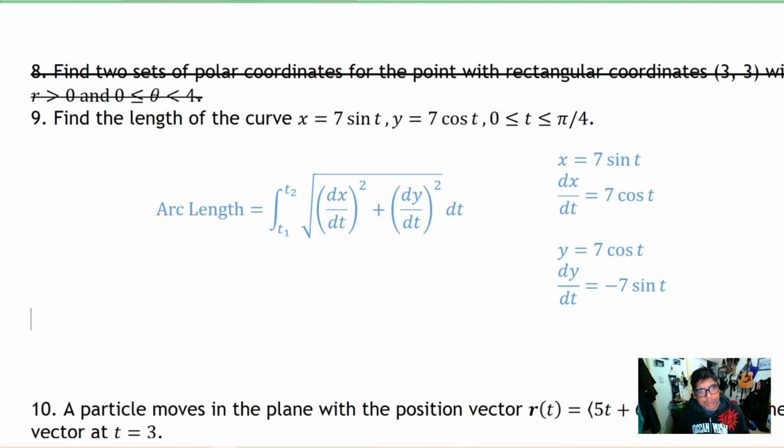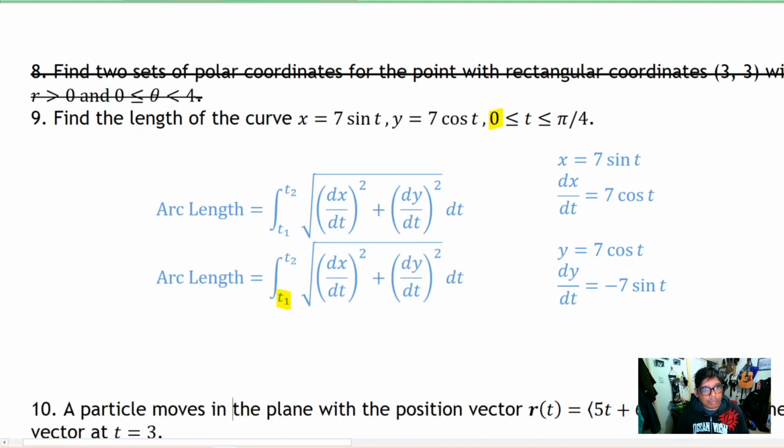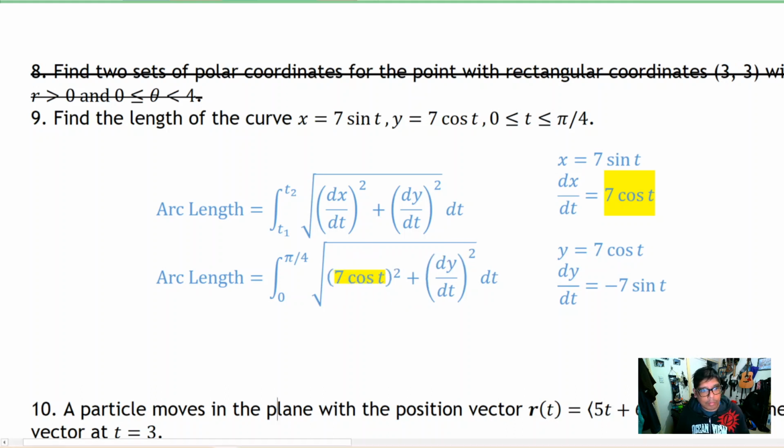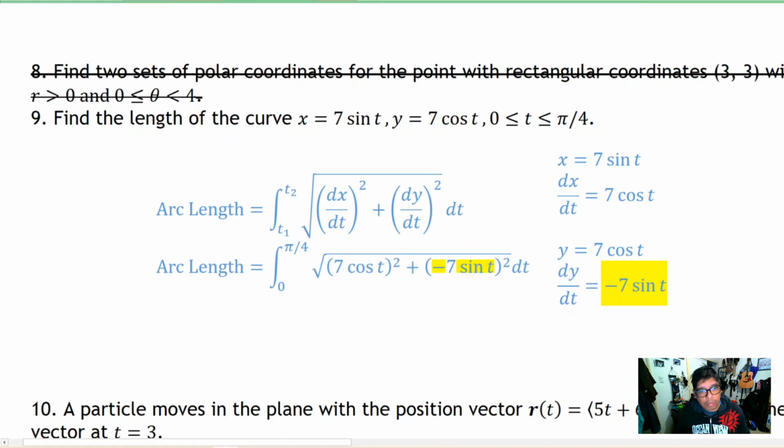Now we're ready to substitute into our formula. T1 is 0. T2 is pi over 4. dx dt is 7 cosine t. And dy dt is negative 7 sine t. Okay, so this is our formula. Before we integrate, let's take a minute or so to simplify.